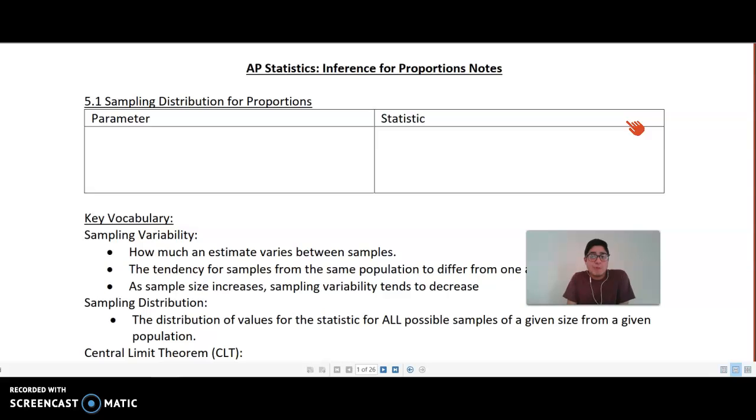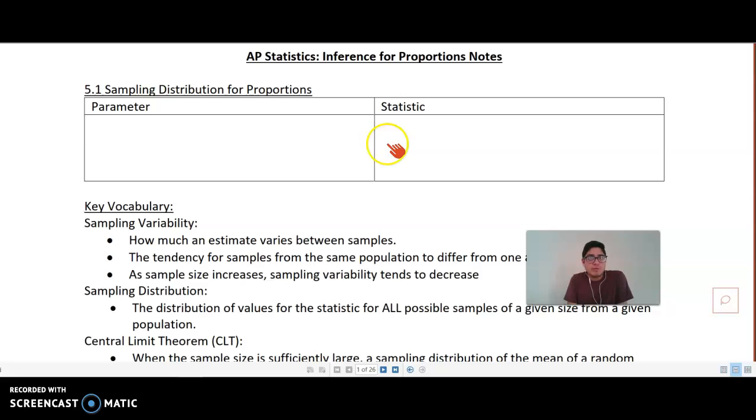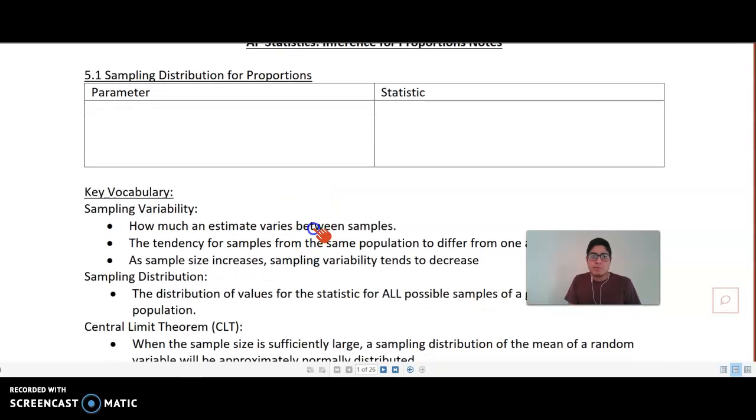So the first thing that we're going to need to do is we're really going to look at the difference between quantitative and categorical data. So here you can see on my screen that we're going to be looking at inference for proportions for this first section of inferential statistics. Now, proportions deal with categorical data. So we're going to start with the sampling distribution for proportions.